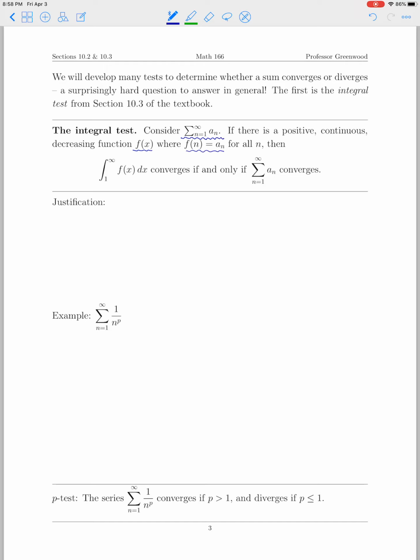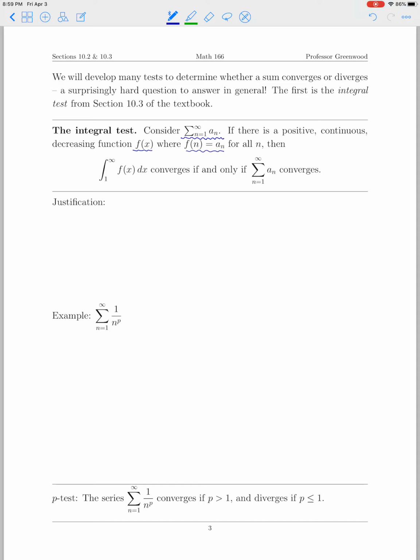But if we have a function that looks like that, then the integral from 1 to infinity of f of x dx is going to converge if and only if the sum does as well. And the integral will diverge if and only if the sum does as well. In other words, the integral and the sum both have to do the same thing. They're either both infinity or they're both a finite number.